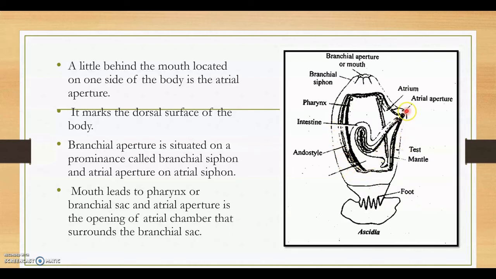and it opens out through the atrial aperture. So the pharynx is surrounded by a cavity called the atrium. Atrium simply means a cavity, and it opens out through the atrial aperture. So there are two openings. One is the branchial aperture, called the mouth, and there is an atrial aperture for the atrium.